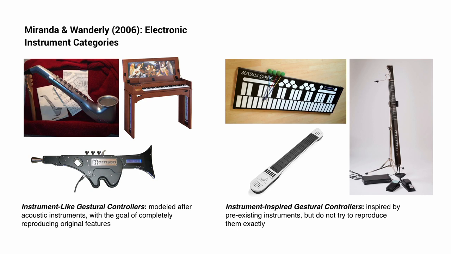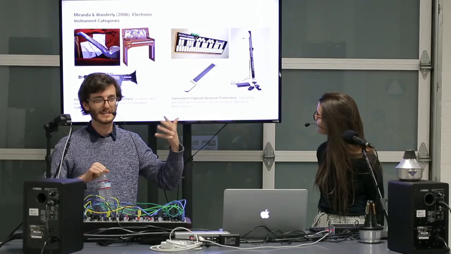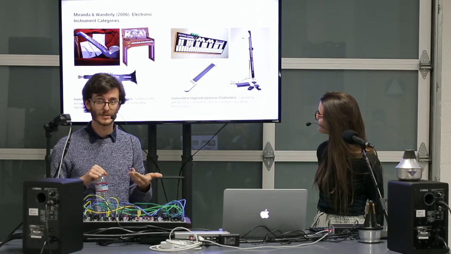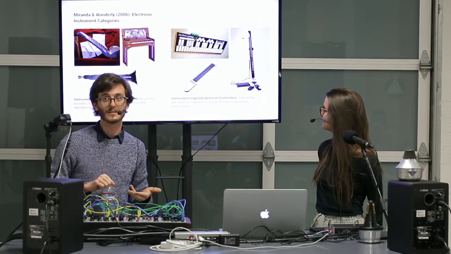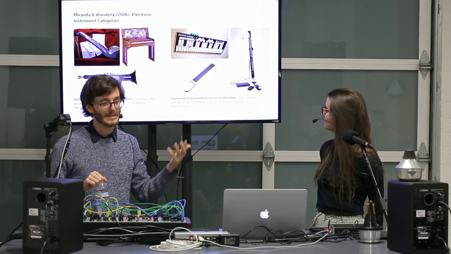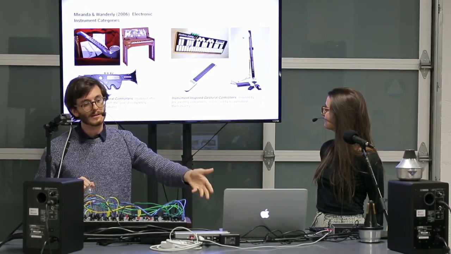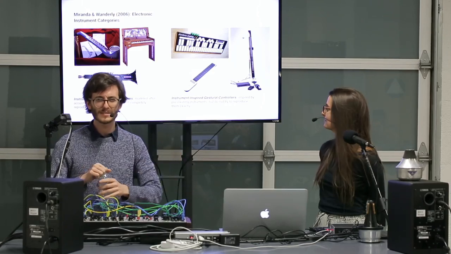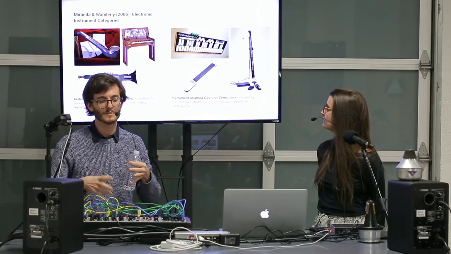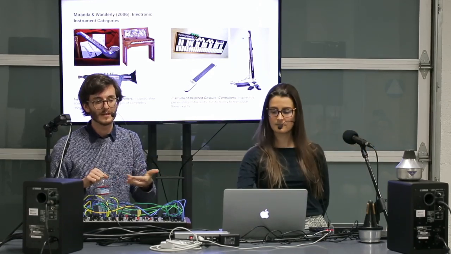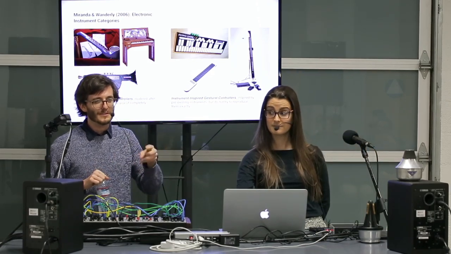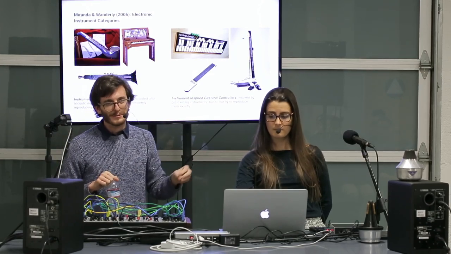The next category is an instrument-inspired gestural controller, which takes inspiration from the way that a traditional instrument works, but to the end of doing more than what that instrument would be able to do. So things like the Buchla Marimba Lumina or an Eigenharp use something like a normal instrument's user interface and would be approachable to players of that instrument, but do more than just the average marimba or bassoon.